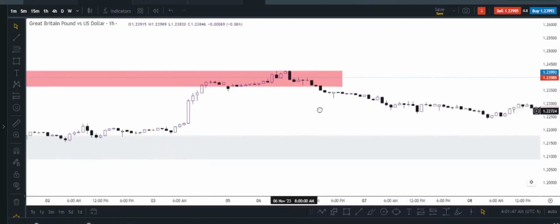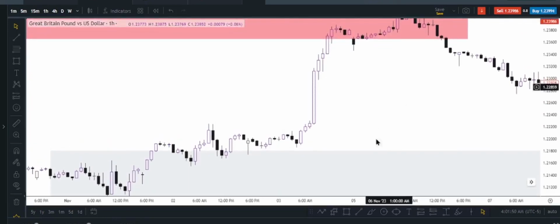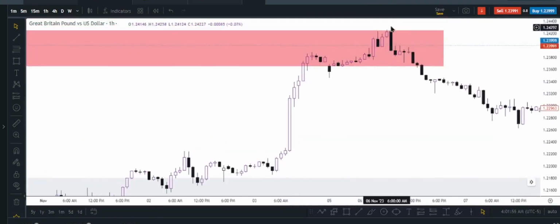Now, minor structure is this. Let me show that to you so that you can understand. As you can see, this high is confirmed as a 1 hour high. That is your internal structure high. This high is confirmed as a 1 hour high when it took out inducement.